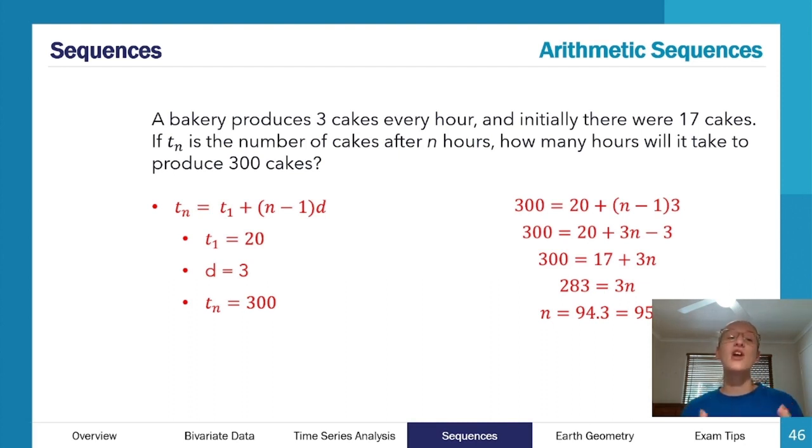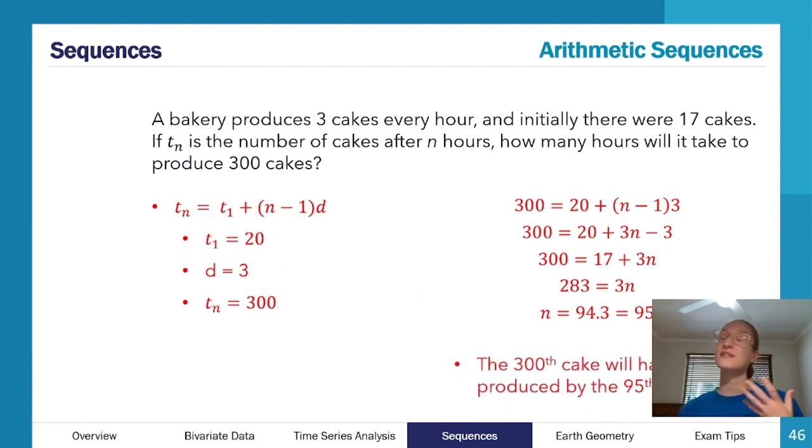So I'm going to say after 95 hours. That's how long it'll take us to reach the 300 cake threshold. And again, it was asked in a sentence, so always answer in a sentence. It's a great way to make sure you're getting all the marks possible. So the 300th cake will have been produced by the 95th hour.